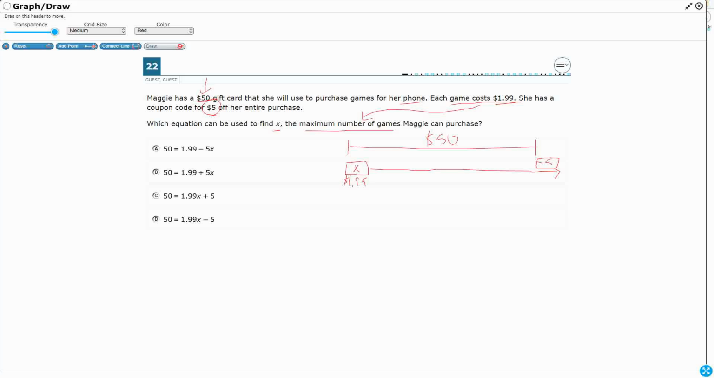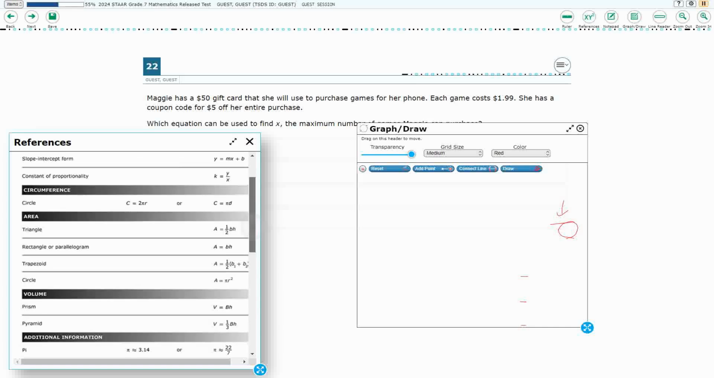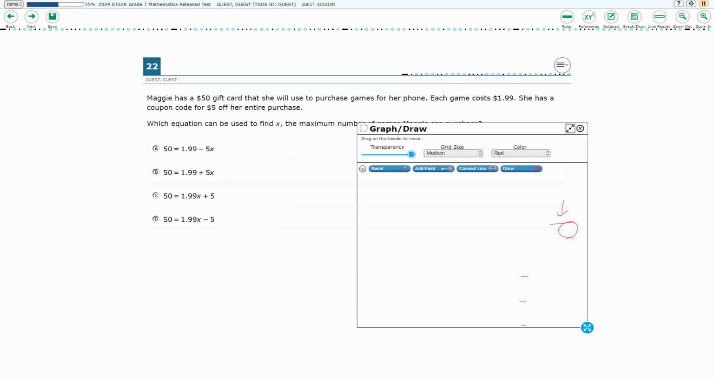So how do we write that as an equation? Well, look at our answer choices here. They all start with that total, so they've already got that representation for us. So the total equals, well, what are my two different numbers I'm dealing with? It's $1.99 and the $5 off. Now, think about what we know so far. I'm going to pull up our reference material and think about that slope-intercept form. We can use that slope-intercept form to help us.